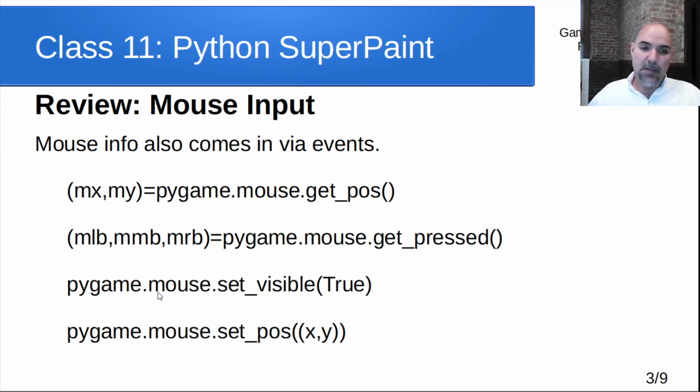Okay, getting the mouse input, mx, my equals pygame.mouse.get_pos. And then getting the mouse button status, we have those here, left, middle, right. And setting the mouse to be visible or setting the mouse position. These bottom 2 we're not going to worry about. We don't really need those.